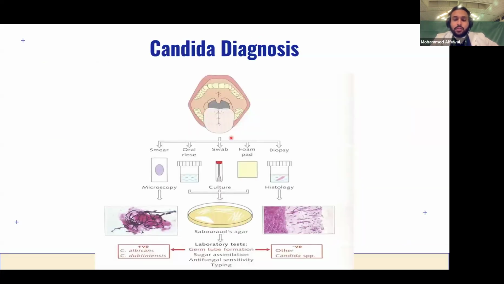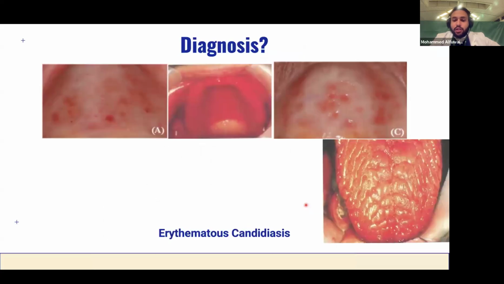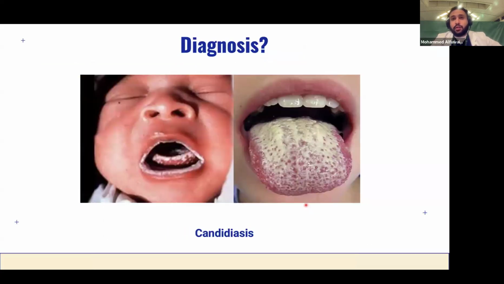Candida diagnosis, you'll learn more in detail in micro, but it's very simple. You take a culture, you grow it on agar, and then you can see germ tube formation. If you put it under normal microscopy, you can see that it's gram positive, and germ tube positive, for example Candida albicans, which is the most common one. Very simple. You can also diagnose it clinically based on the features and the risk factors. Plus, if you scrape this off, it will most likely be Candida.